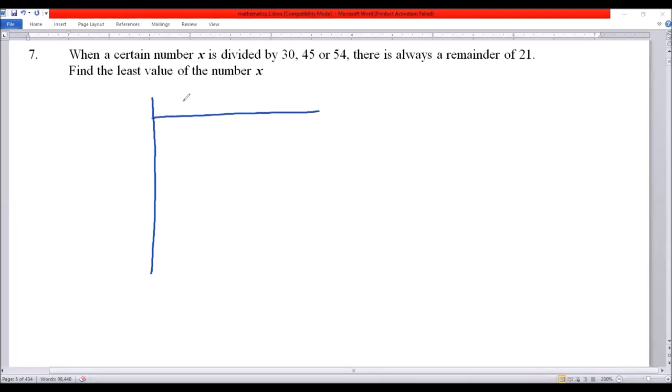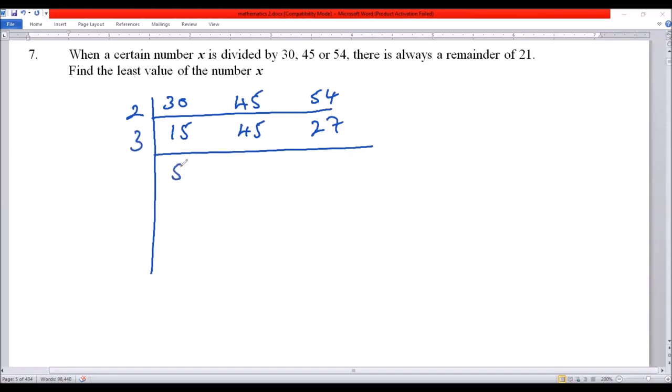So we put this is our number 30, then we have 45, and we have 54. So we can start by 2. This will give us 15. This will remain 45, and this will give us 27. Again, we divide by 3. This will give us 5. This is 15, and that is 9.